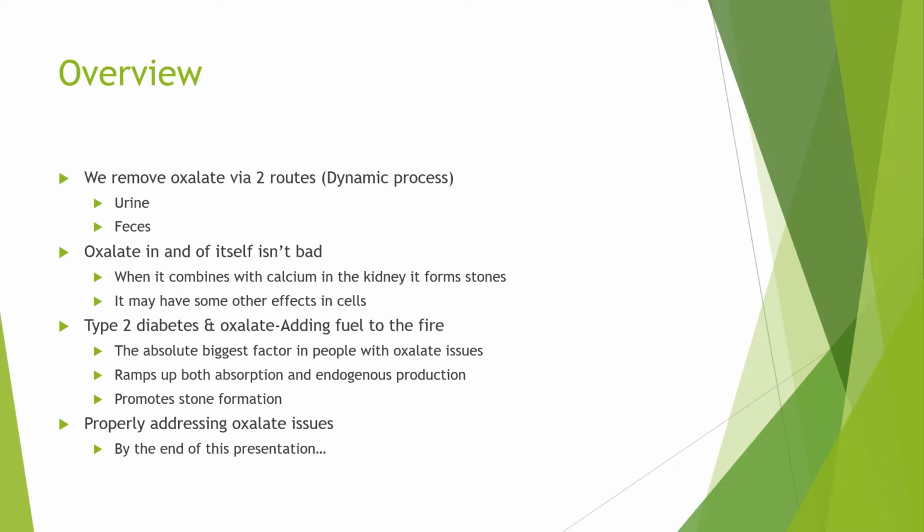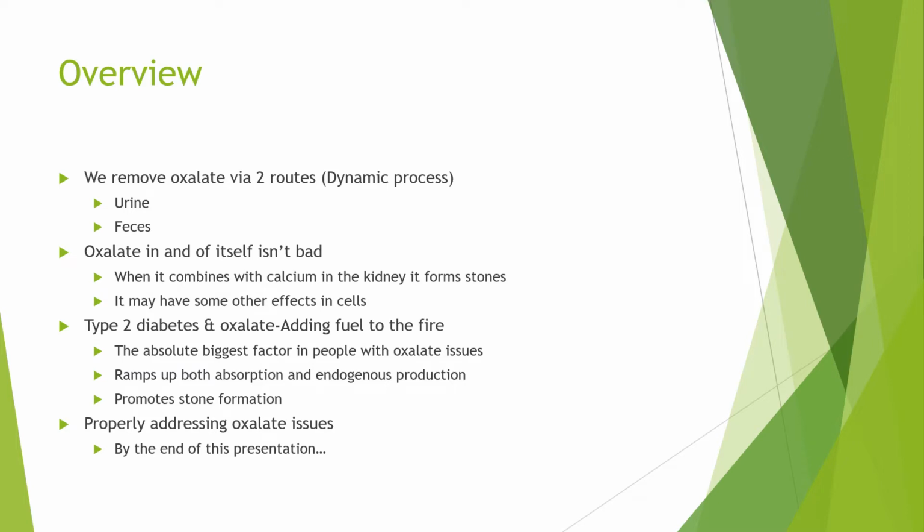This is truly adding fuel to the fire. The absolute biggest factor in people with the oxalate issues, if you have type 2 diabetes, endogenous production of oxalate is going to ramp up big time. Not only are you going to ramp up endogenous production, but you're also going to increase absorption. Type 2 diabetes is associated with increased intestinal permeability, so you are going to absorb more dietary oxalate from the gut if you have type 2 diabetes.